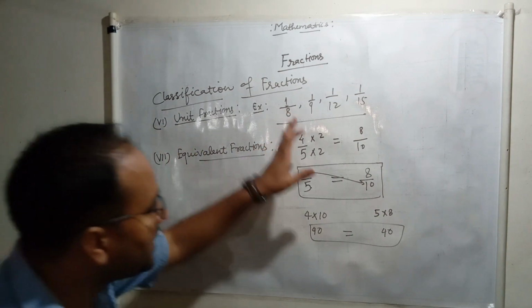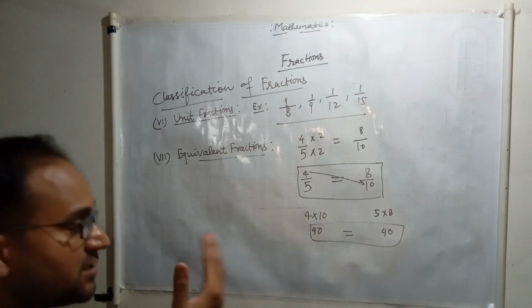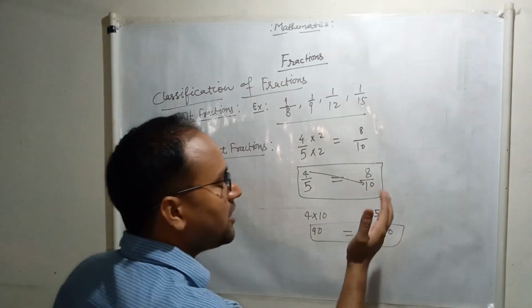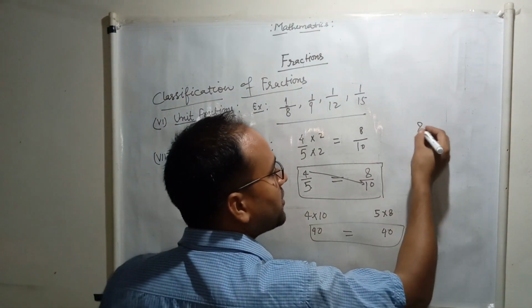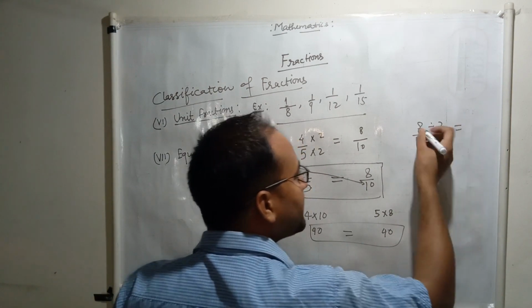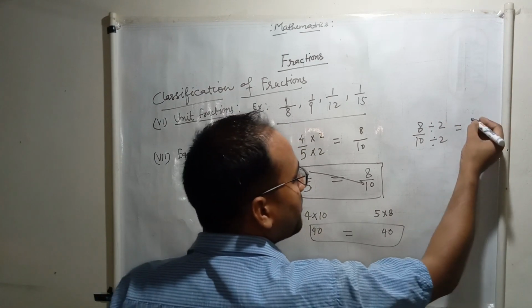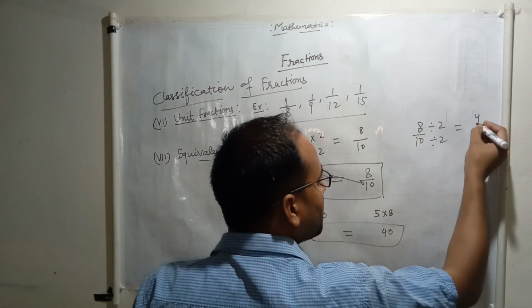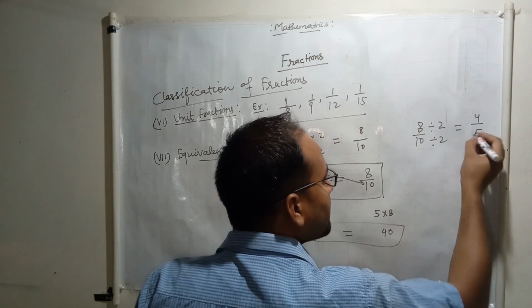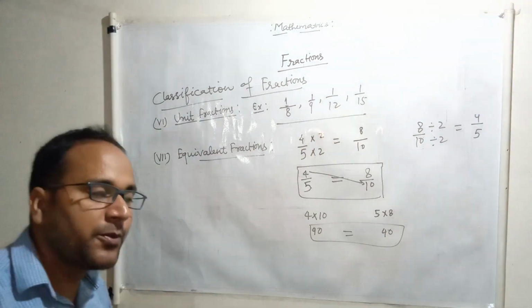So by multiplying you get an equivalent fraction, or by dividing you also get an equivalent fraction. Suppose 8 upon 10, I am going to divide by 2. What will you get? By dividing the numerator and denominator by the same non-zero number, 8 divided by 2 is 4, and 10 divided by 2 is 5. So 4 upon 5 is equivalent to 8 upon 10.